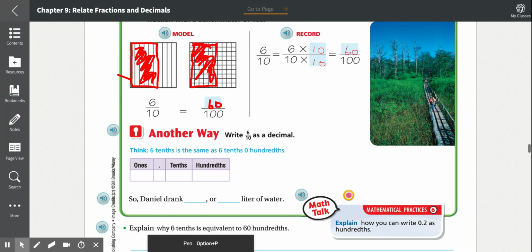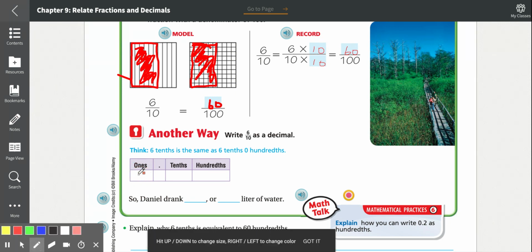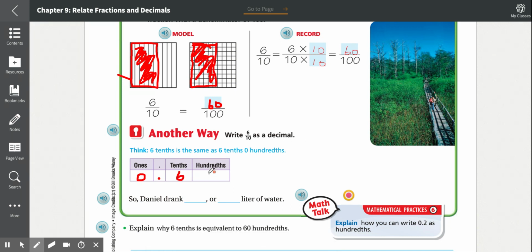Okay, another way to do it. Write 6/10 as a decimal. 6/10 is the same as 6 tenths and 0 hundredths. So there's no ones, so we put a 0 there. Don't forget the decimal, because we're working with decimals. We're doing 0.6, which if we put a 0 at the end, we have 60 hundredths. So 6 tenths and 60 hundredths is the same amount.